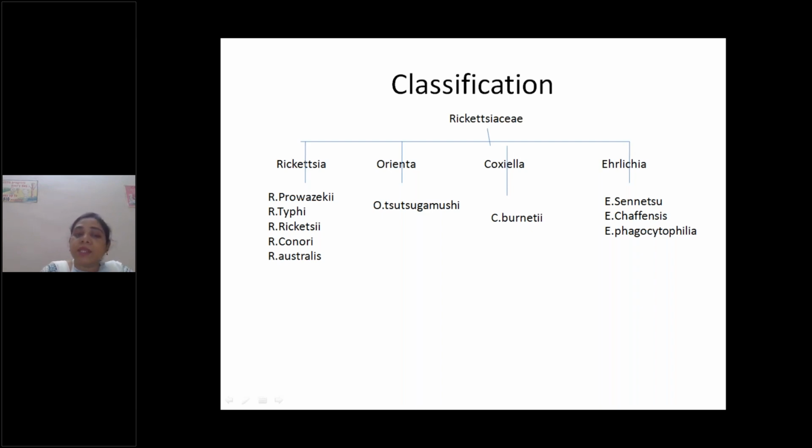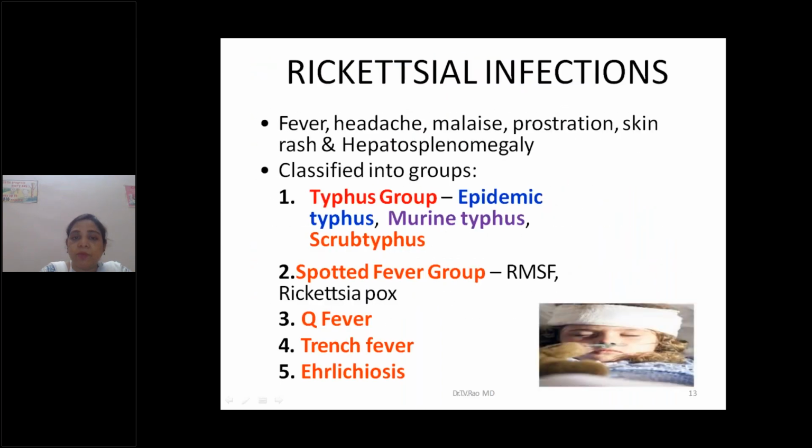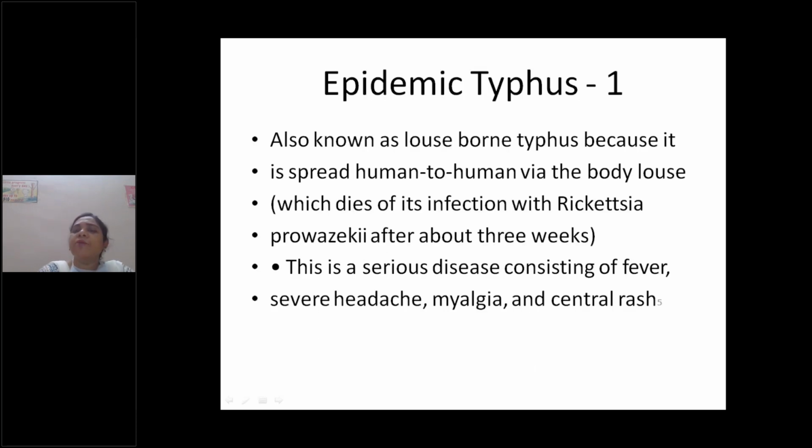What have we learned yesterday in typhus fever group diseases? We have learned about epidemic typhus, recrudescent typhus, and murine typhus. Murine typhus is also called endemic typhus. So what have you learned about epidemic typhus? It is also called louse-borne typhus, which is caused commonly by body louse or head lice.